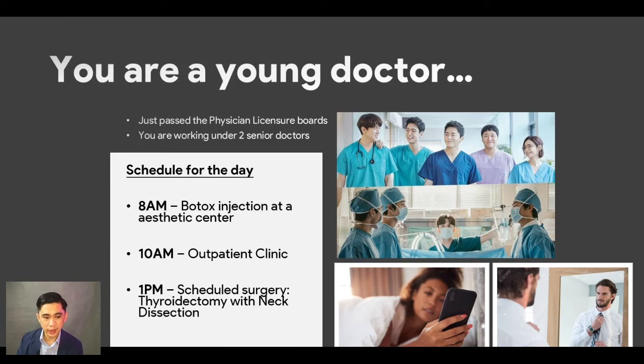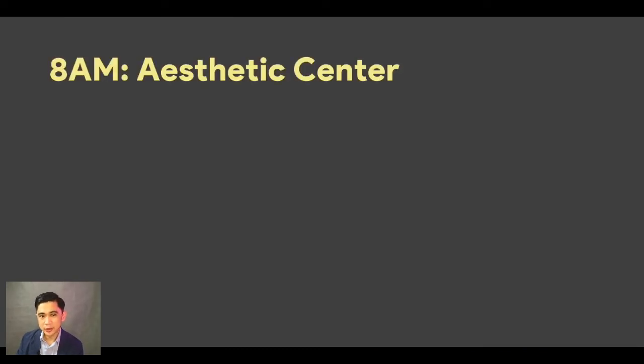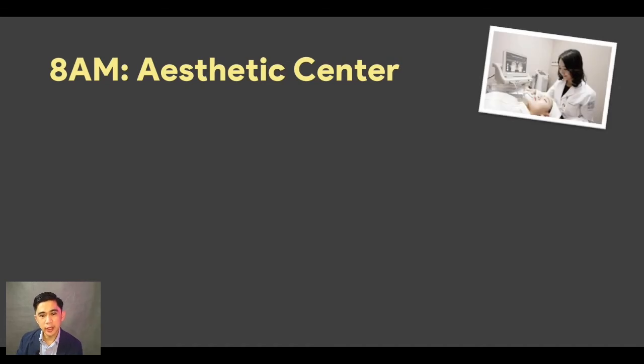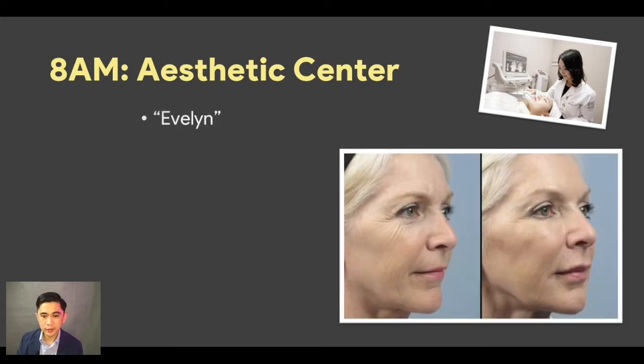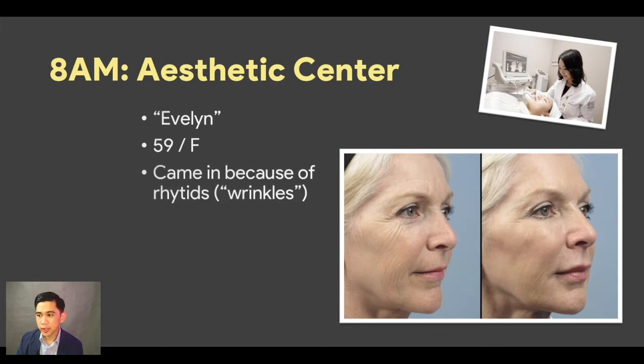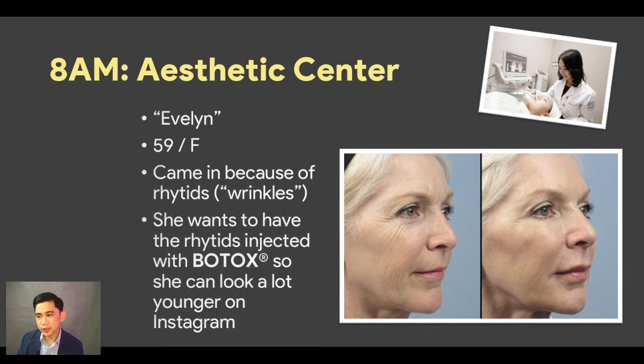So you get dressed and off you go to work. Okay, so 8 a.m., you arrive at the aesthetic center, and the senior doctor tells you to do Botox injection on some patients. So the patient is Ma'am Evelyn, a 59-year-old female who came in because of rhytids or wrinkles. Okay, so she wants to have the rhytids injected with Botox so she can look a lot younger on Instagram. So people nowadays are a little bit more self-conscious because of social media. So probably this is the reason that Ma'am Evelyn came to you for Botox injection.